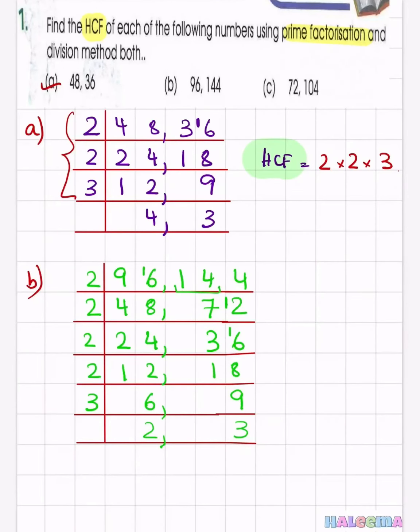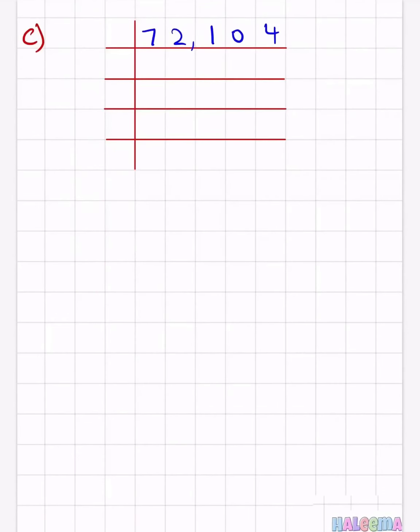So now we'll just write the HCF. Let's go slow so that we don't miss out any number, okay? 2 times 2, then again, it's 2 times 2 and times 3. That's it. Now let's solve 72 and 104.